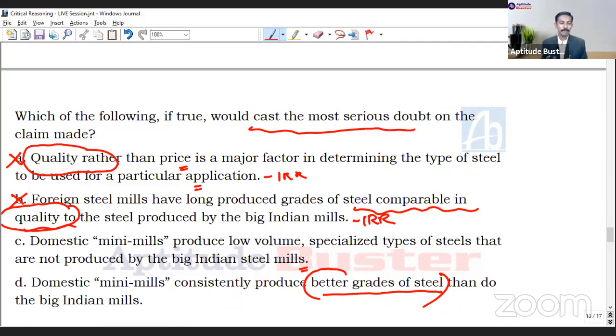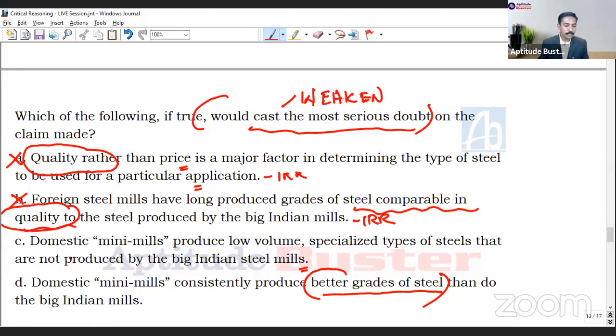This is one point, but I don't want you to go blindfolded without giving you the meaning of the question. Here, the question, would cause the most serious doubt, means the question asks you to weaken the claim, meaning you need to disprove the claim made by the author. The claim made by the author is: due to quota, small mills will compete with Indian big steel mills. So you need to prove the author's logic wrong.